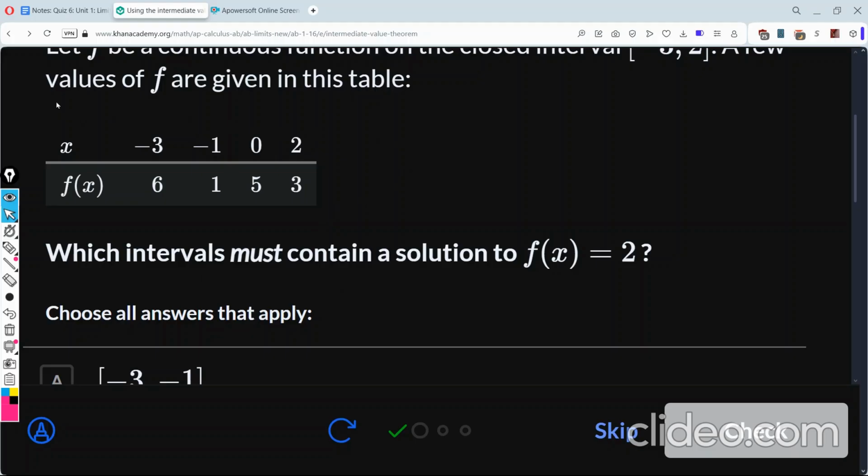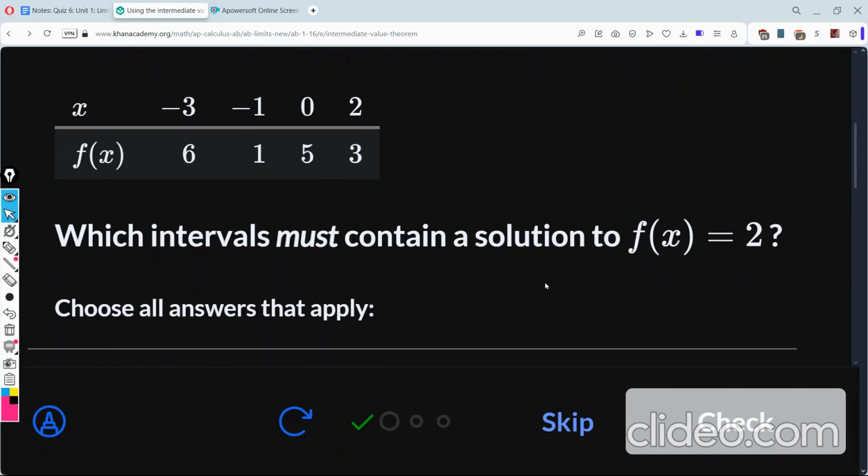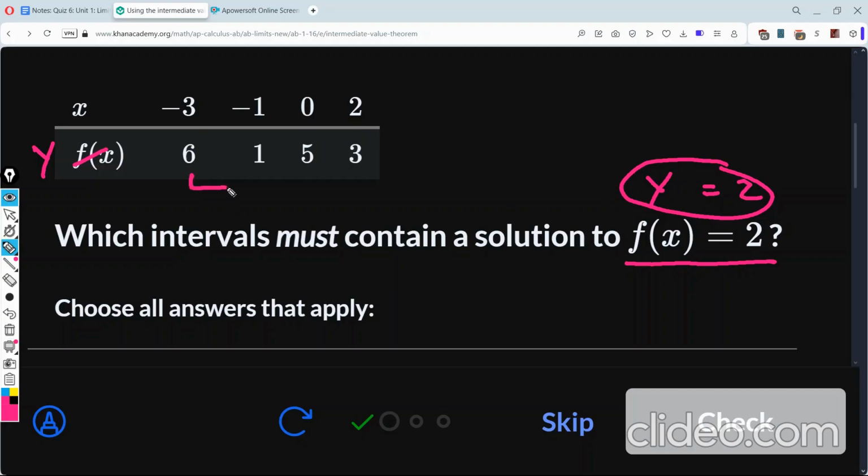All right, so let me expand this a little bit here. f of x equals 2. Before I go to the choices, let's find out which ones accommodate f of x equals 2. This is basically y equals 2. And they have f of x right here. This is y equals, same thing. So where would y equals 2 fall? Well, if you take this interval right here, this goes from 6 to 1. You can fit a 2 in there.